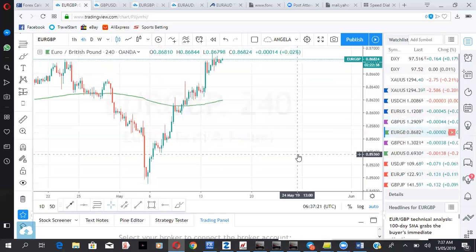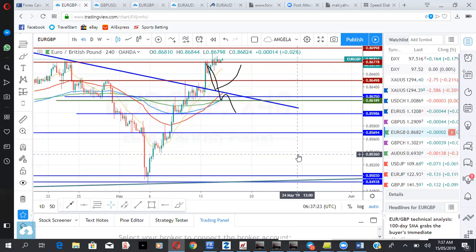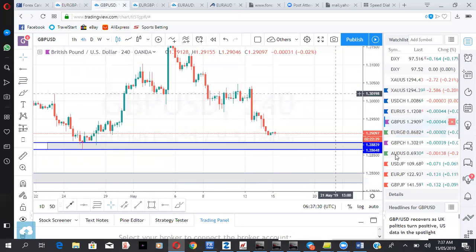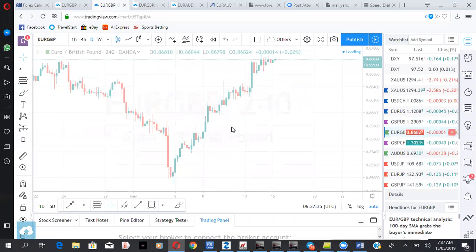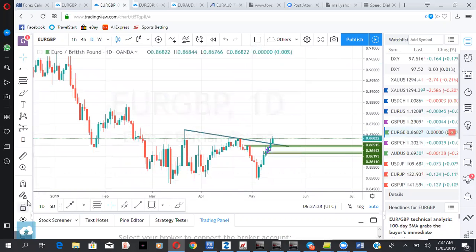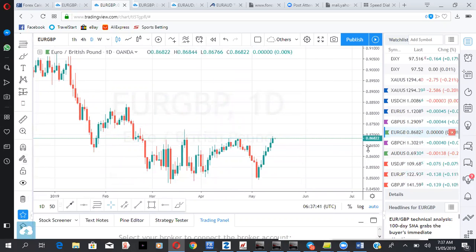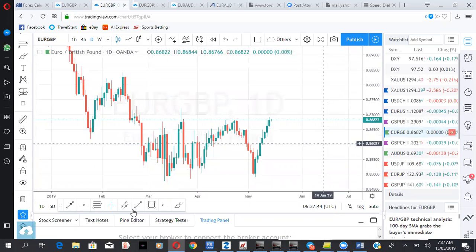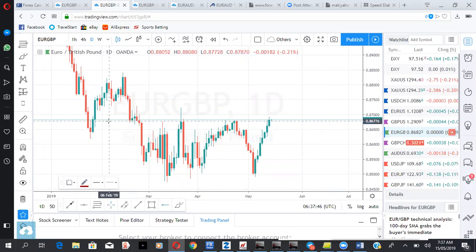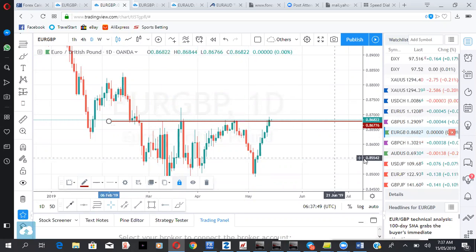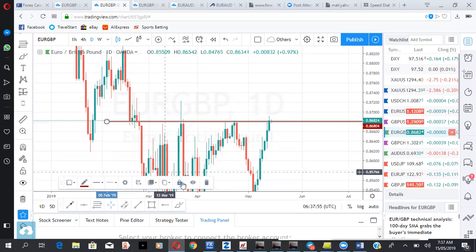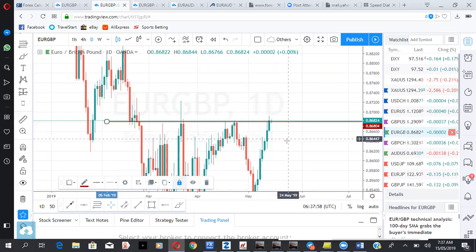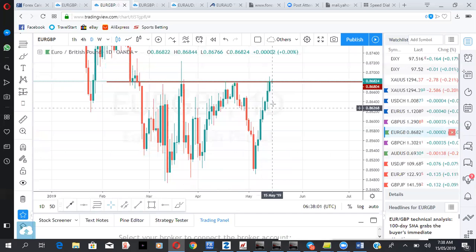The next pair we'll be looking at is EURGBP. Looking at the EURGBP from a daily point of view, it seems this pair is about to reach for the skies. That's basically that. But there is a level here. Yesterday's candle closed bullish, as you can see, a straight rise up.